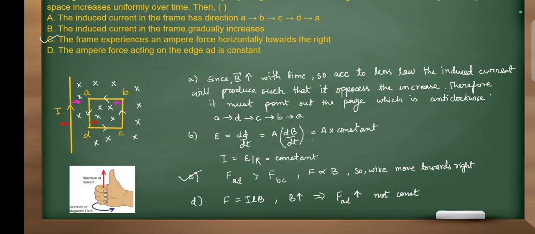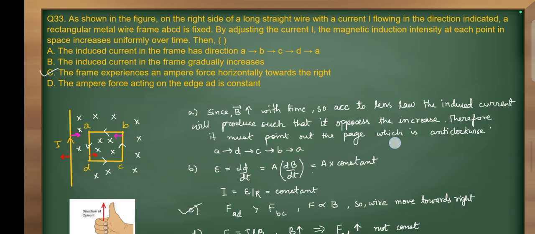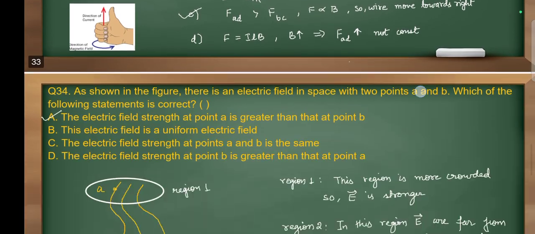Next, we know that force is equal to I into L into B. If magnetic field increases, the force on AD wire will also increase. It will not be constant. So option D is wrong. So the answer of this question will be option C. Now move to question number 34.